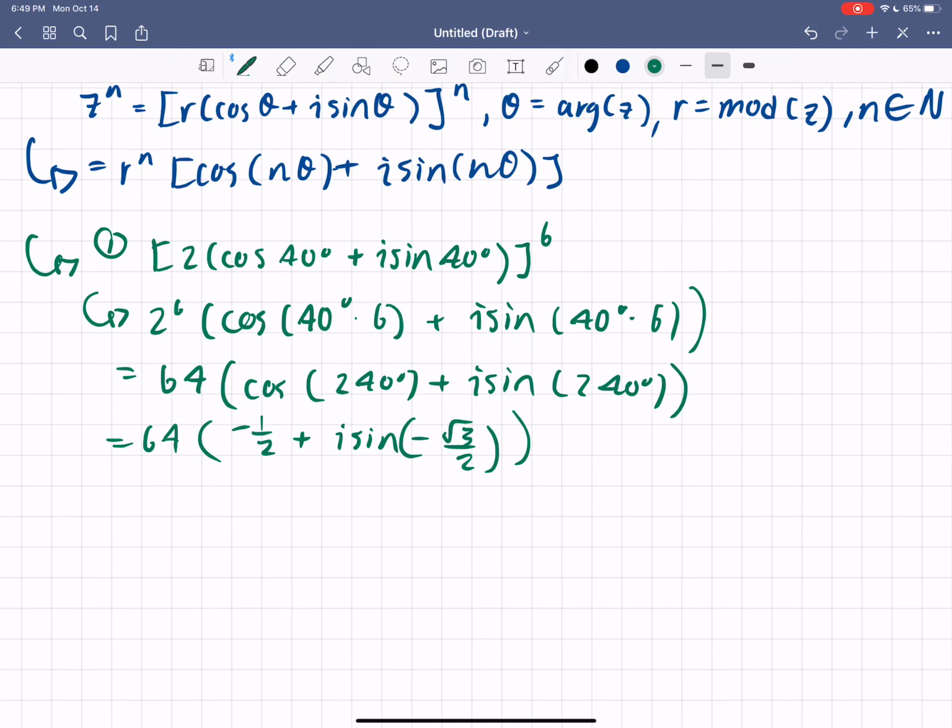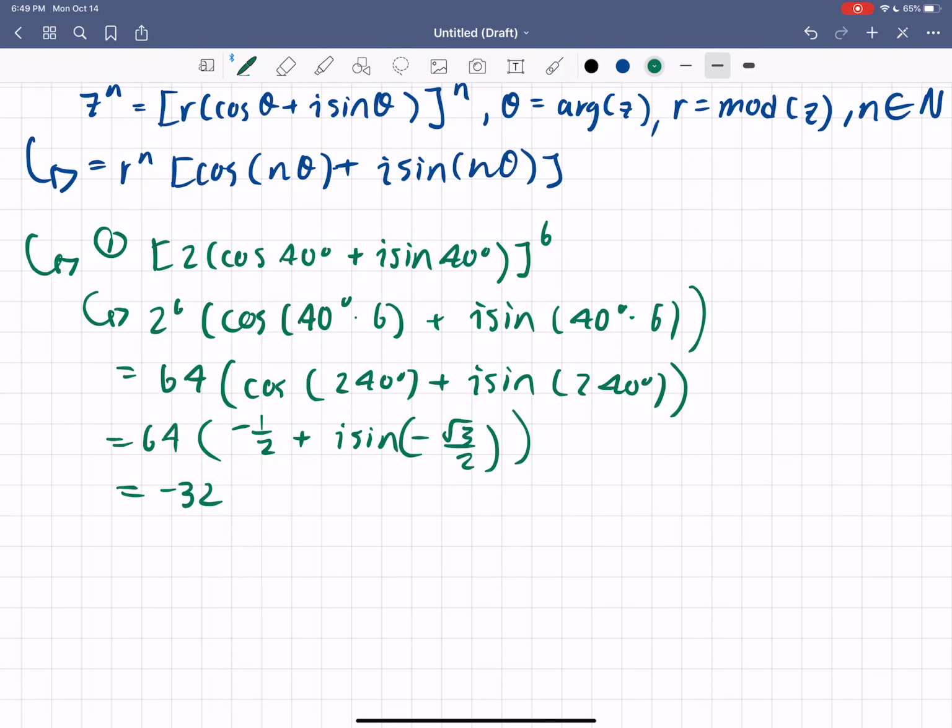And then you evaluate it. So then this becomes negative 32, plus i sine. Or, sorry, you don't need this. When you evaluate the values, you keep it at that. My bad. So if you multiply that out, your answer would be negative 32 minus 32 root 3 i. That's your answer.